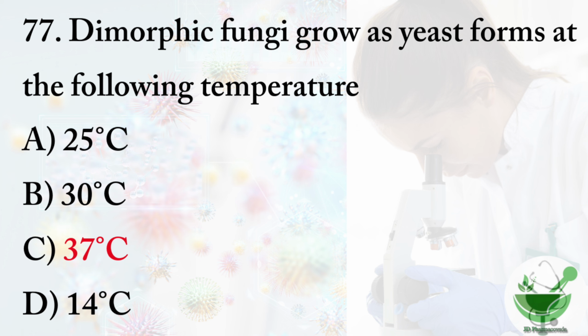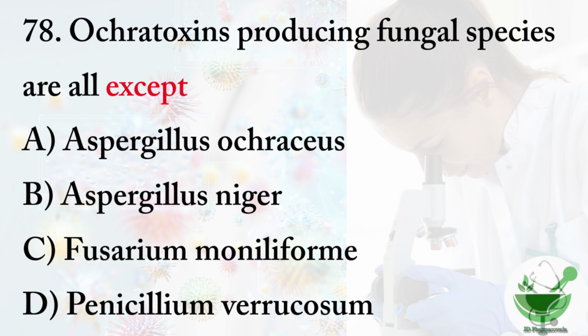Then question number 78, ochratoxin producing fungal species are all except. The options are option A Aspergillus ochraceus, option B Aspergillus niger, option C Fusarium moniliforme, option D Penicillium verrucosum. So the right option is option C Fusarium moniliforme.